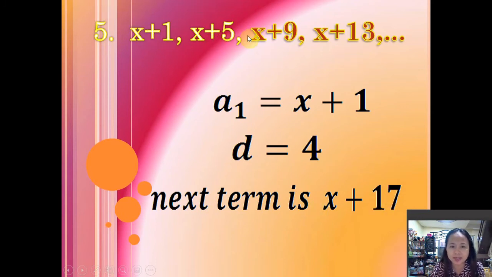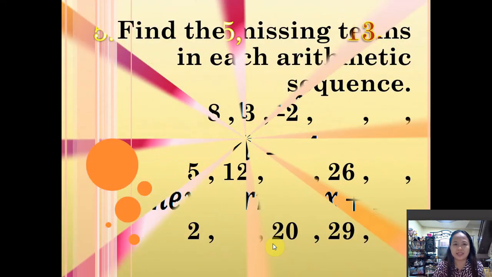Again, how did we get these terms of our arithmetic sequence? From the first term, we add the common difference 4. So x plus 1 plus 4 is x plus 5. x plus 5 plus 4, that's x plus 9. Next, x plus 9 plus 4, and that is x plus 13. And finally, x plus 13 plus 4 is x plus 17. So this is now our arithmetic sequence.